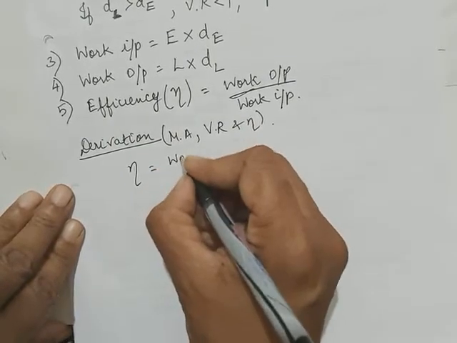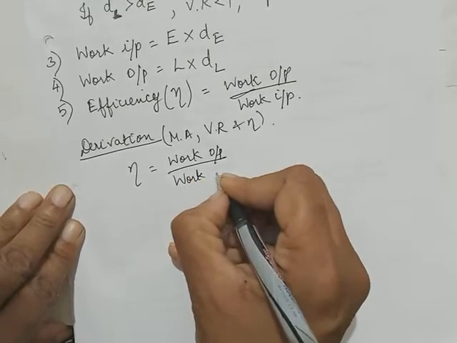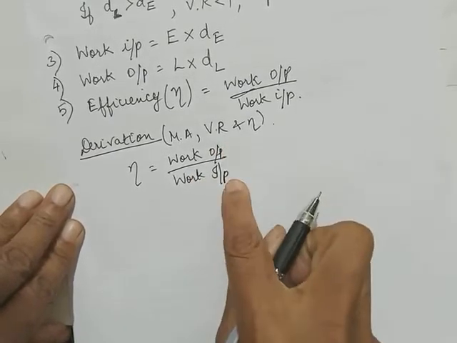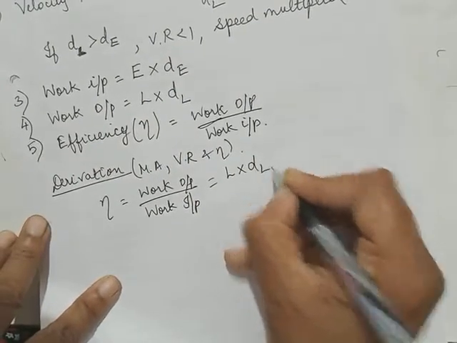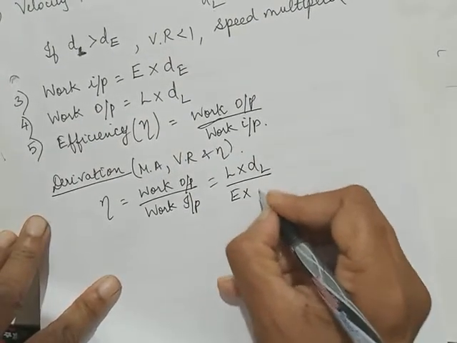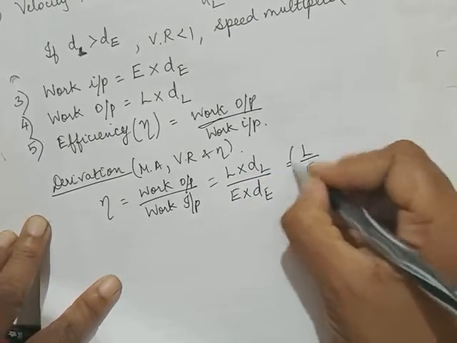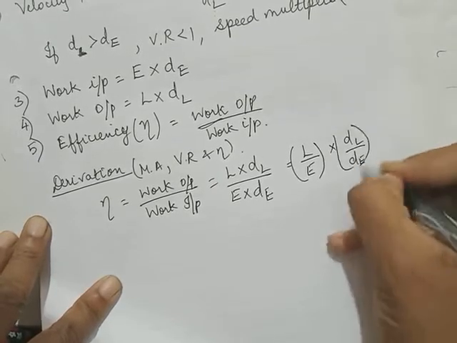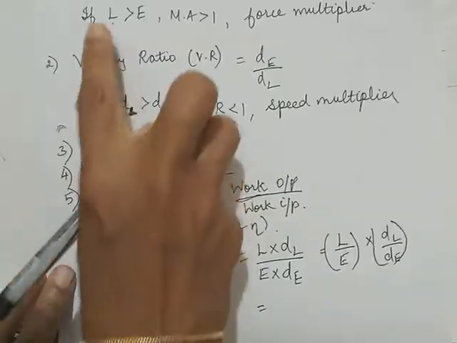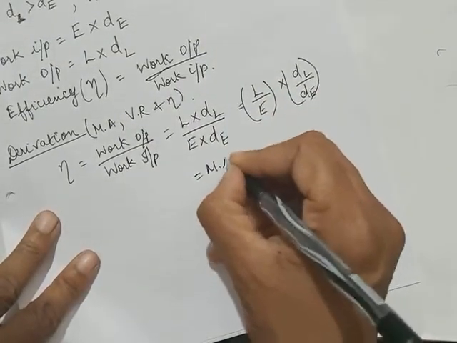Efficiency is work output upon work input. Output should be in the numerator, input in the denominator. Now we know the formula for work output is L into DL, input E into DE. So I'm going to group them. L by E, bring it together. DL by DE, group them together. Now L by E is mechanical advantage, MA. So instead of L by E, I can write MA into DL by DE.